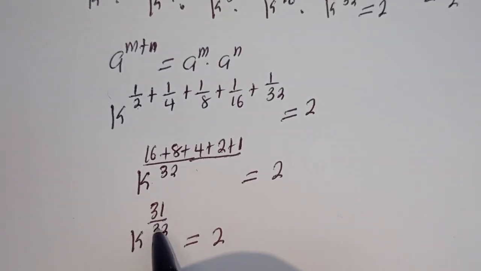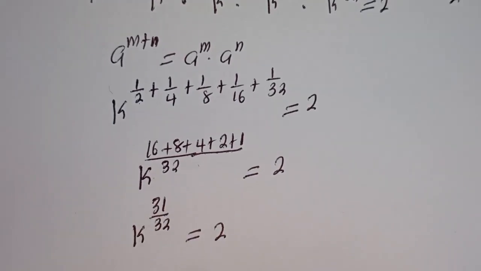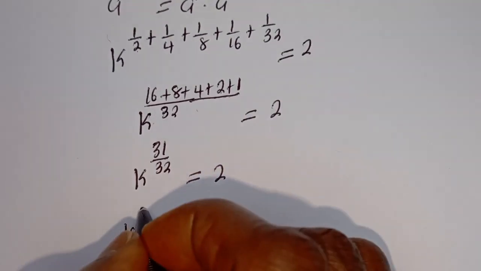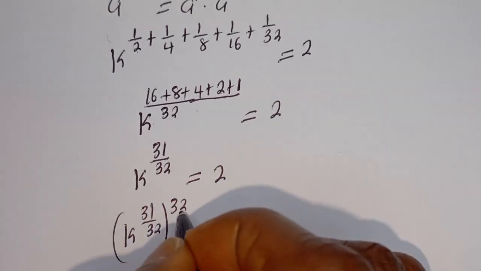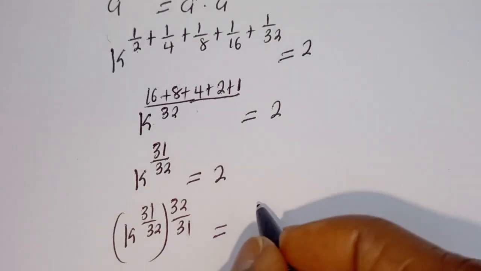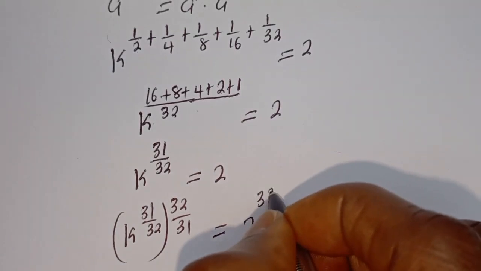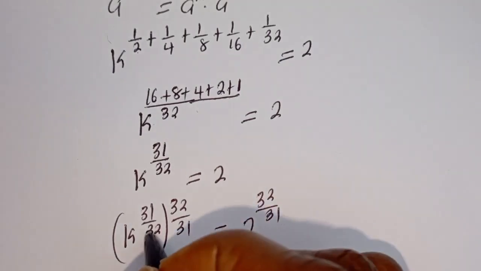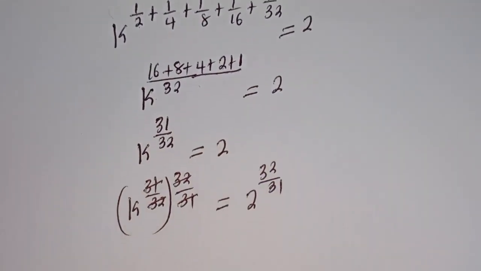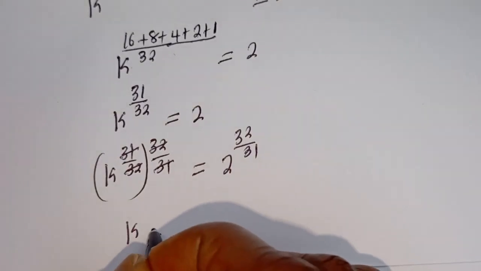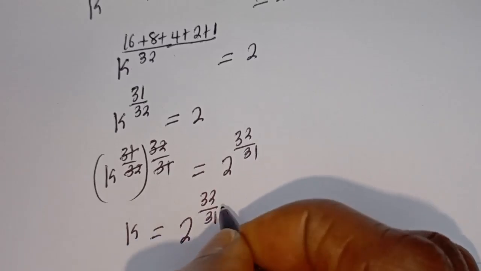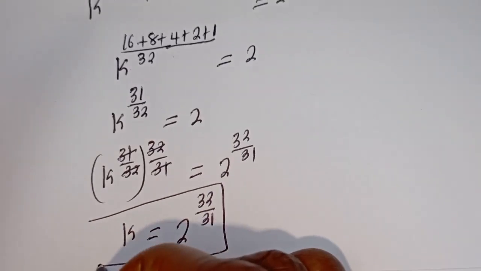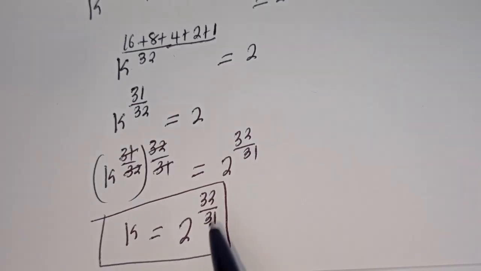Now let's multiply the exponent of both sides by 32 over 31, because we are looking for the value of k. This is k to the power of 31 over 32 to the power of 32 over 31 is equal to 2 to the power of 32 over 31. This will cancel this and this will cancel this. Then k is equal to 2 to the power of 32 over 31. And this is the final answer from the first method. Now let's consider the second method.